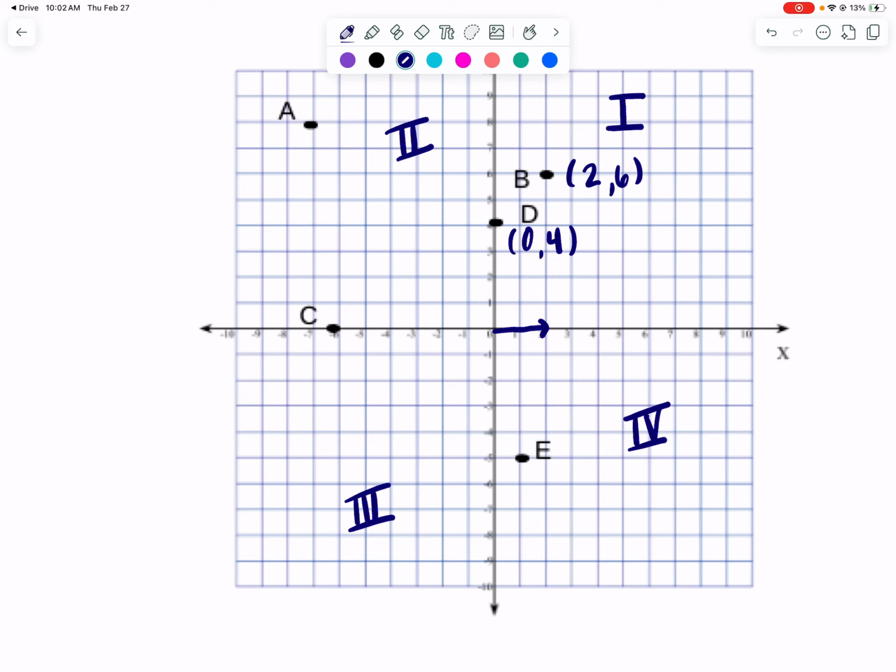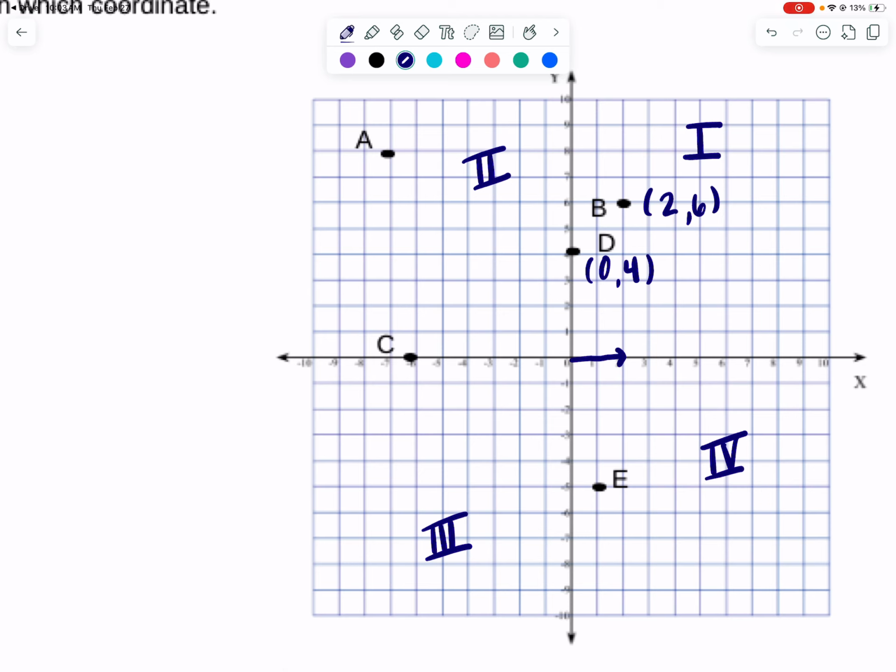I'll do C because sometimes when it's on an axis, it's tricky for people. To do C, I have to go backwards along the x-axis. So I go back 6. So my x-coordinate is -6. I don't go up or down to get to the point, so it's a coordinate of 0.